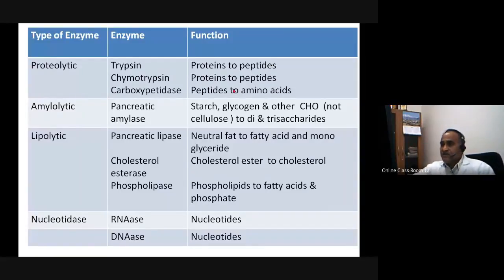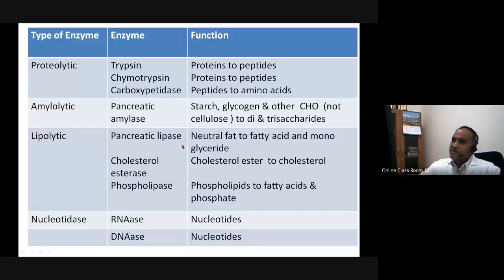So they will be converted up to the level of the di- and trisaccharides. Now these di- and trisaccharides are converted to monosaccharides by the monosaccharidases present in the intestinal juice. So that is amylolytic. They will make it to the level of the disaccharide or a trisaccharide.